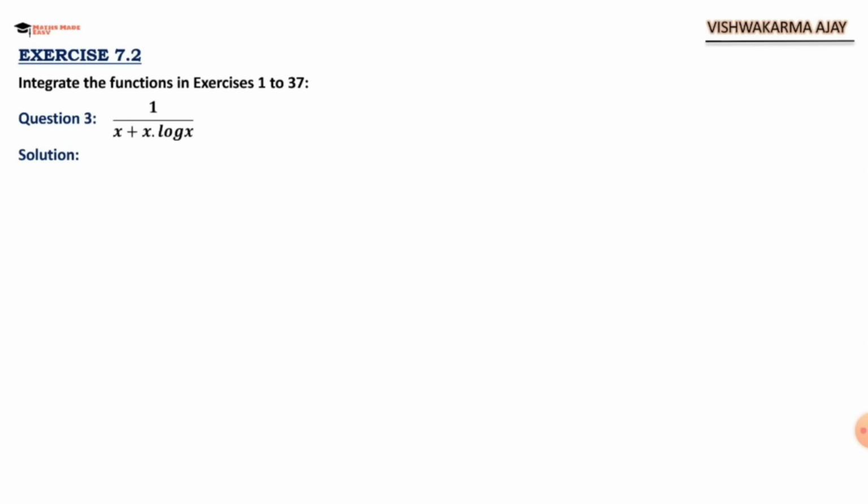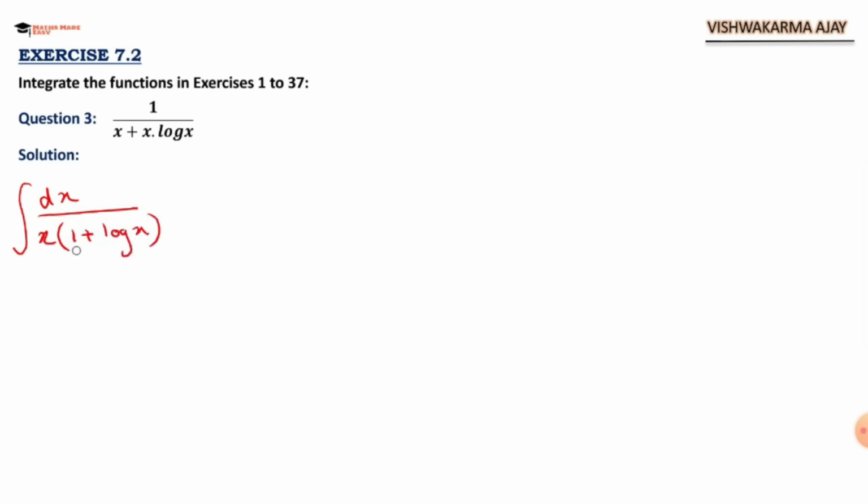1 upon x plus x log x. Okay, how will we handle this question? Let's take x common first of all, because we all know that when we take the derivative of log x, we get 1 upon x. So when we take x common out of the bracket, you will see this question like this: dx upon x times 1 plus log of x.